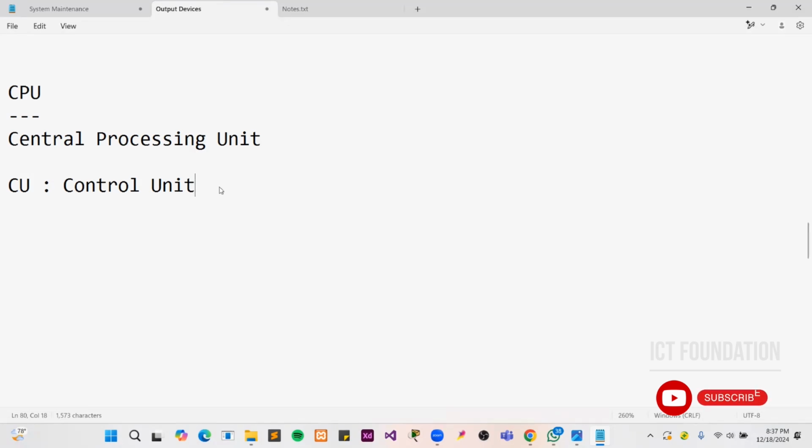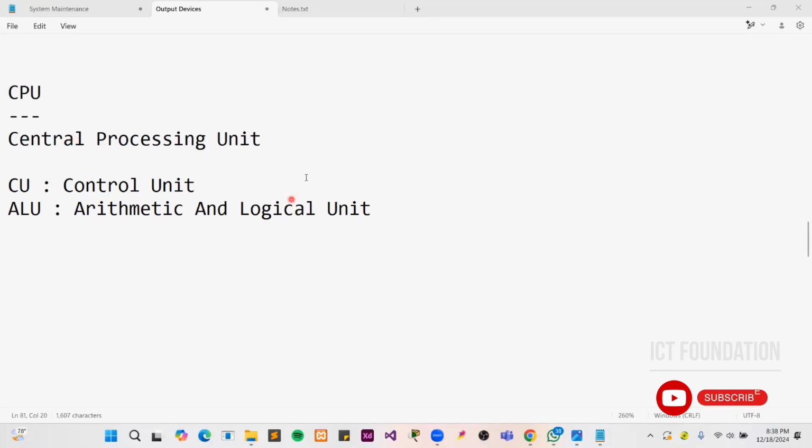The second component within the CPU is the ALU. ALU means arithmetic and logical unit. The arithmetic and logical unit is another hardware component. This unit is responsible for arithmetic and logical operations. Arithmetic means making calculations: addition, subtraction, multiplication, division. We have multiple arithmetic operators, and these operations are managed by the ALU.